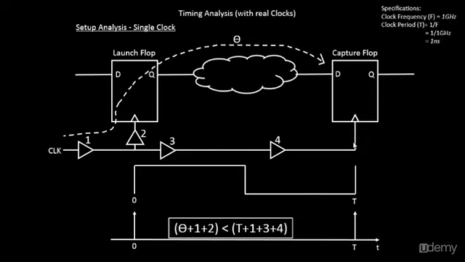And why is it called capture clock network delay? Because the delays are being calculated, or the buffers are being calculated, only in the capture path. So 1 plus 3 plus 4 comes in the capture path, 1 plus 2 comes in the launch path. The equation that becomes now is theta plus 1 plus 2 should be less than t plus 1 plus 3 plus 4. So let us try to see what is actually happening over here.